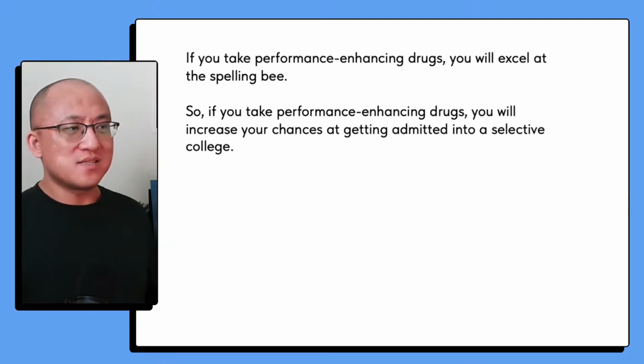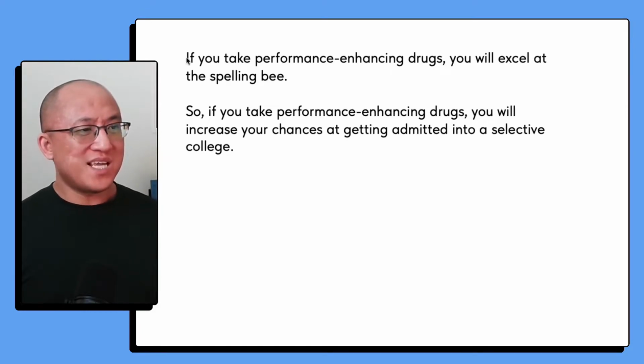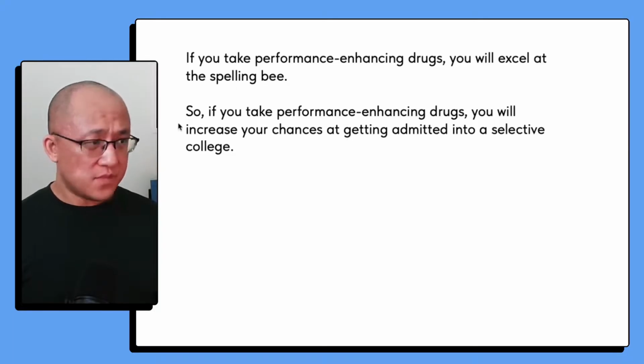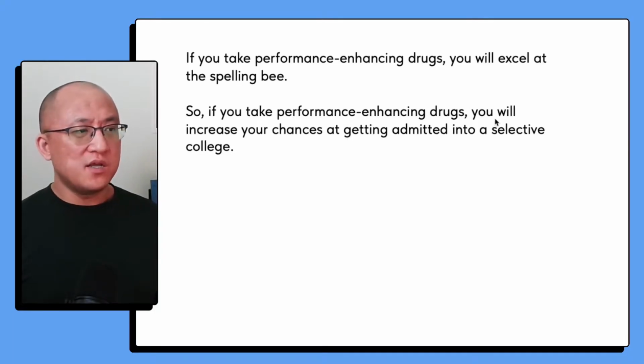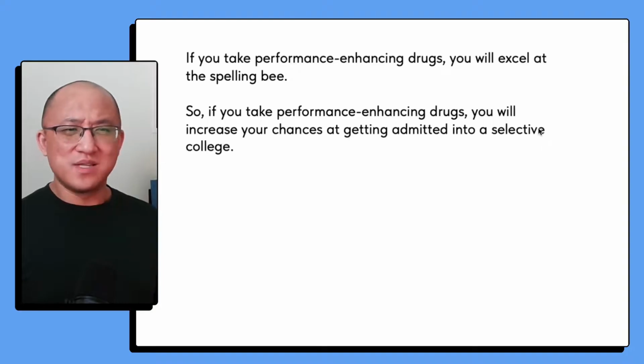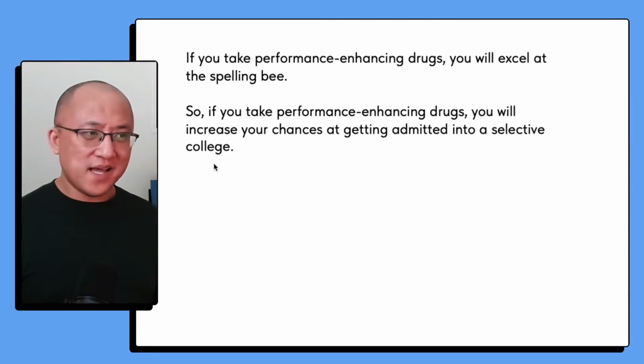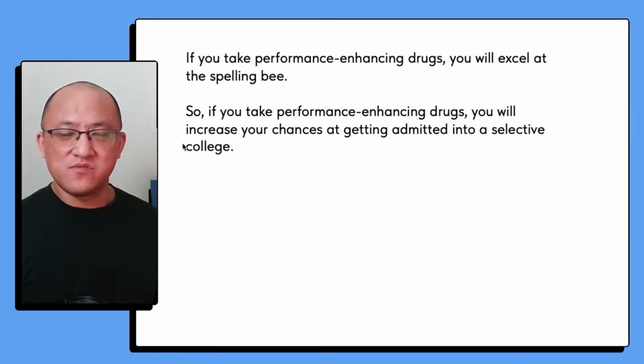So let's take a look at this example, and then I'm going to reveal an answer choice. So if you take performance-enhancing drugs, you will excel at the spelling bee. So if you take performance-enhancing drugs, you will increase your chances at getting admitted into a selective college. So probably you can tell by now the link that we're looking for is if you will excel at the spelling bee, then you will increase your chances at getting admitted into a selective college. If we could add something like that, that would make this argument valid.